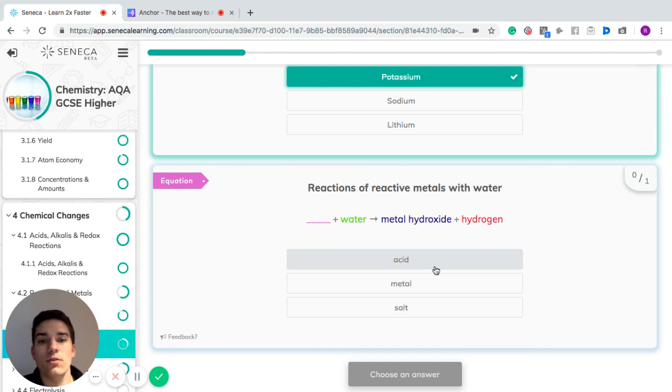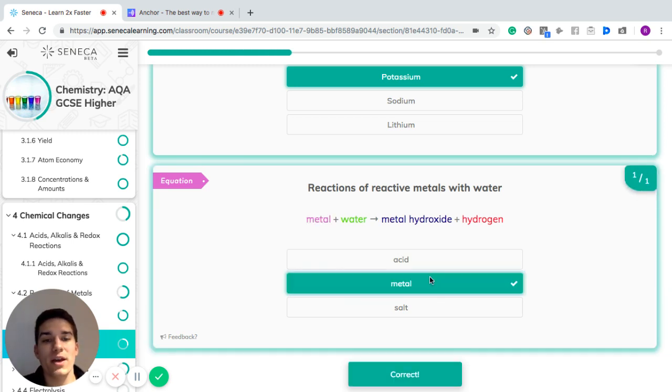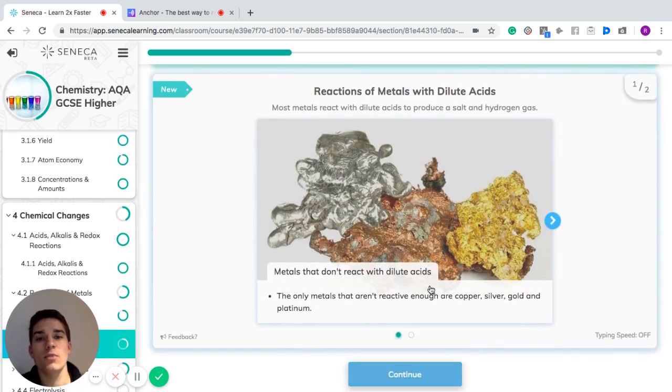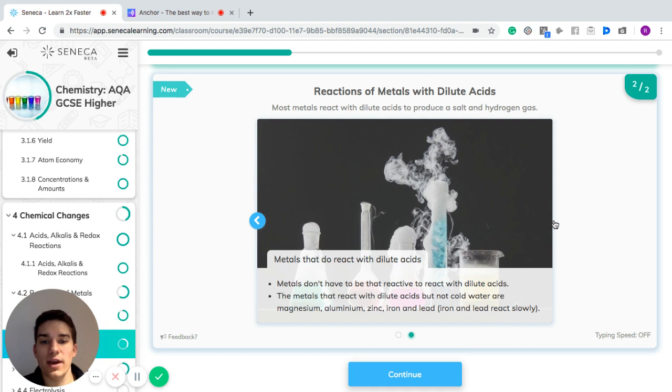Now, reactions of reactive metals with water. So a metal will react with water to form what we call a metal hydroxide and hydrogen gas. Most metals react with dilute acids to produce a salt and hydrogen gas. So metals that don't react with dilute acids are copper, silver, gold, and platinum. Now all the other metals will react with dilute acids. So some of the metals that do react are magnesium, aluminium, zinc, iron, lead, but iron and lead will react more slowly than the others.